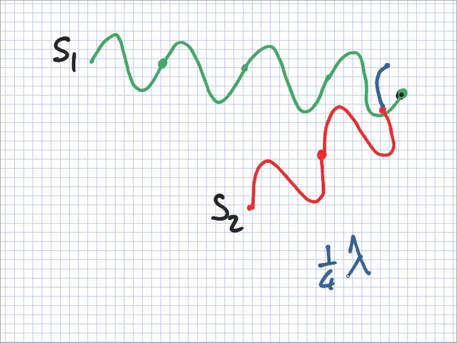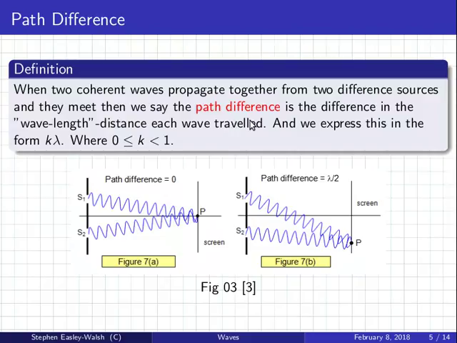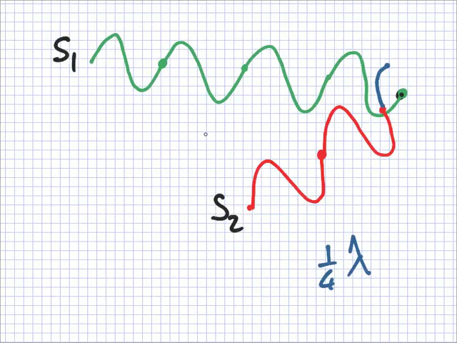So what we care about is the wavelength difference, not the total difference. That's what we mean when we say the path difference. So it's always some number times lambda, and that number must be smaller than 1. It shouldn't really be more than 1, because we only look at one wavelength, because if it's 2 wavelengths, we're into the next wave and we should start again.